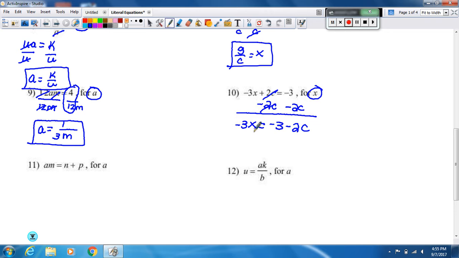Okay, this is negative 3 times x, so the opposite of times is divide. So divide each piece by negative 3. Top cancels with bottom. X equals negative 3 divided by negative 3 is a positive 1. This next one, a negative divided by a negative is a positive. And 2c over 3 doesn't simplify, so you leave it like it is.